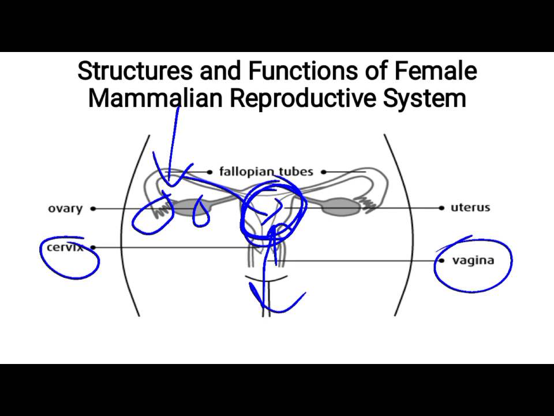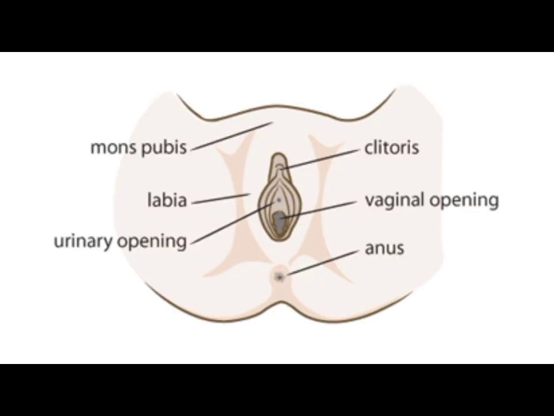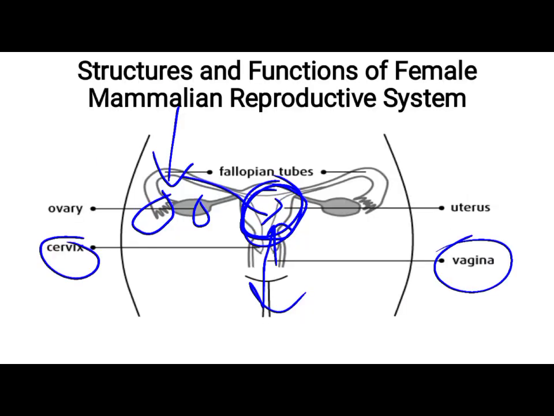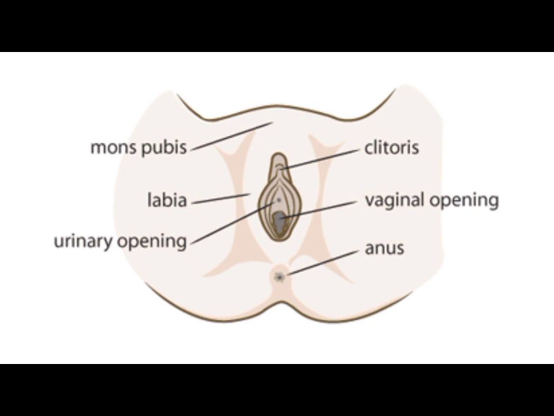Okay, so before I move on, this is the outer part of the female reproductive part. What you have here is just the internal view. Here is the outer view showing the external part.